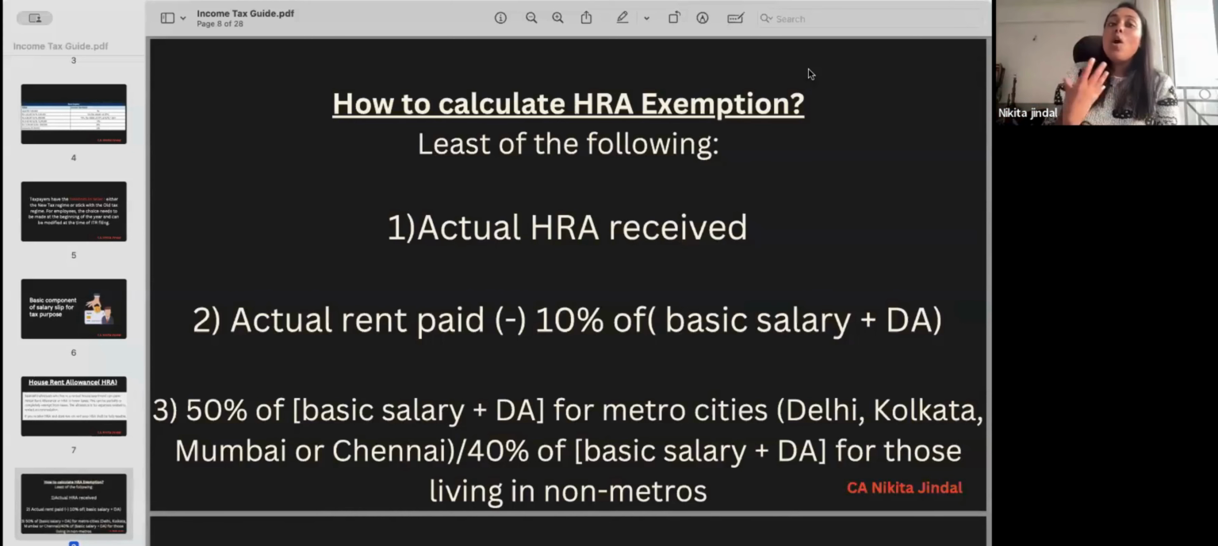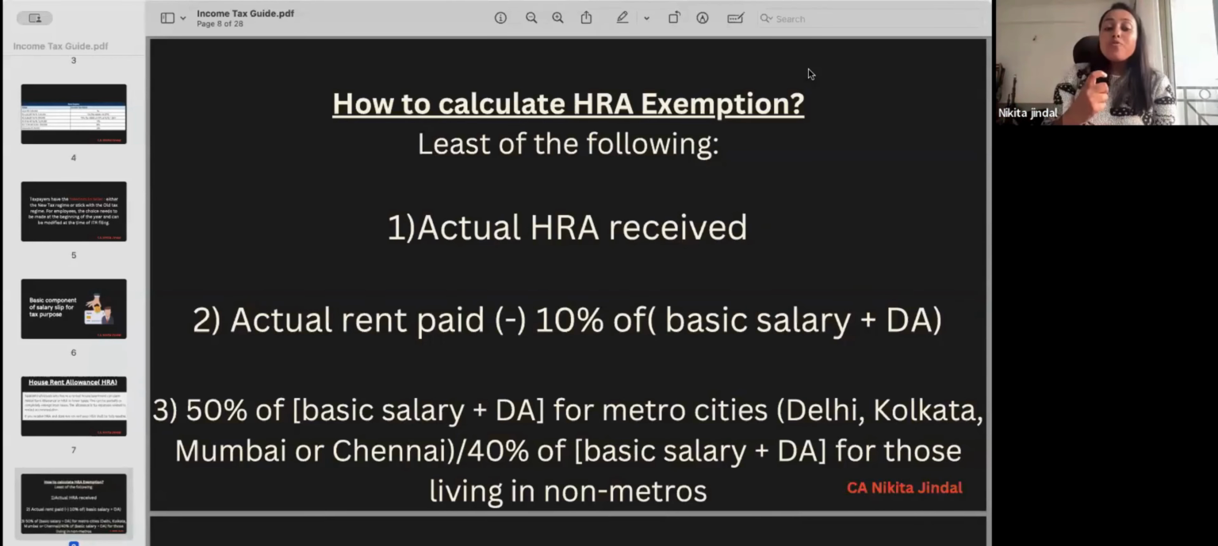For example, you are paying rent of 20,000 per month. So your per annum rent is 2,40,000. So you have to do this: 2,40,000 minus, I would say your basic salary is 2 lakh, so 10% of 2 lakh is 20,000. So 2,40,000 minus 20,000 is 2,20,000. So in the first scenario, your actual HRA received is 3 lakh. In the second case, the calculation is 2,20,000.